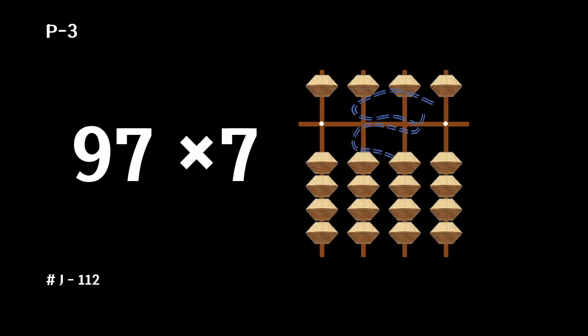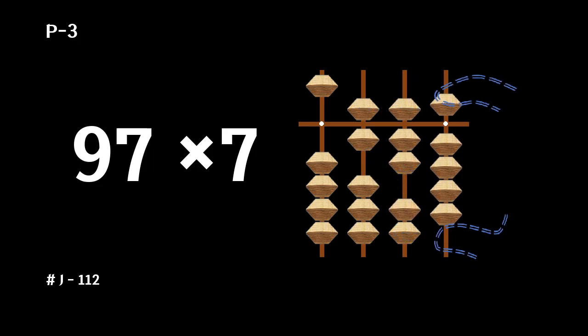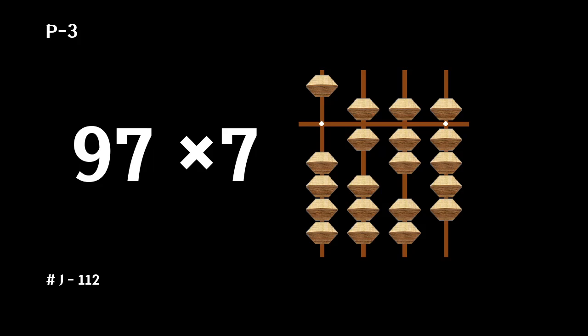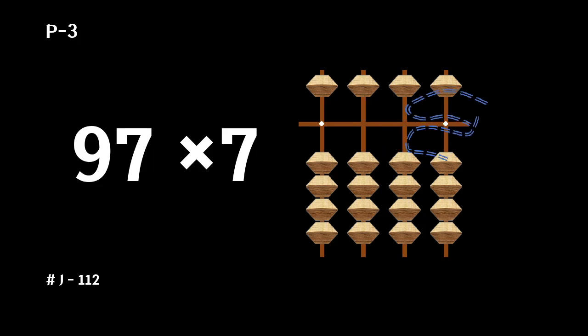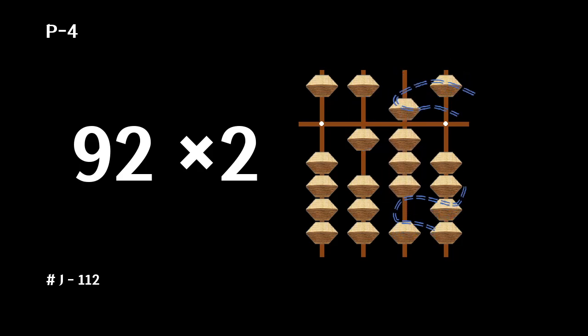9 by 7 is 63. 7 by 7 is 49. The answer is 679. 9 by 2 is 18. 2 by 2 is 4. The answer is 184.